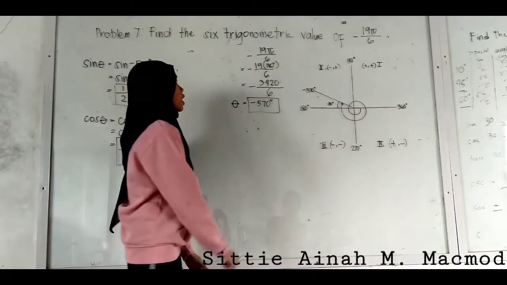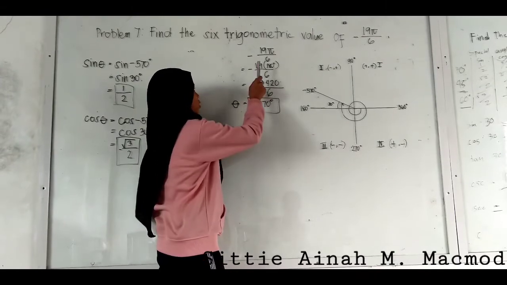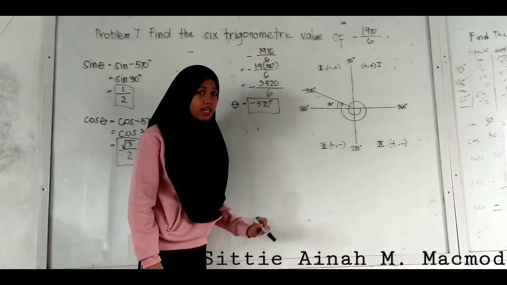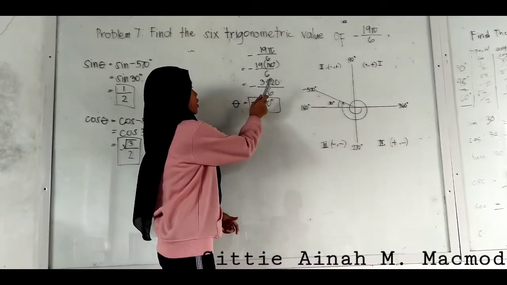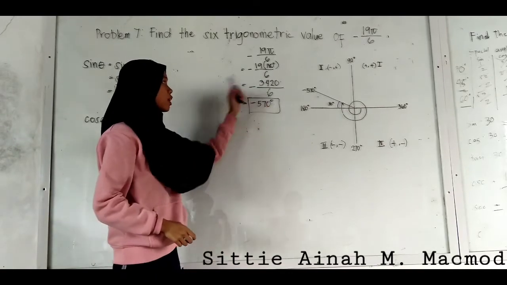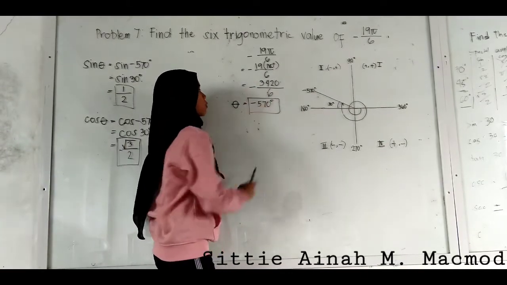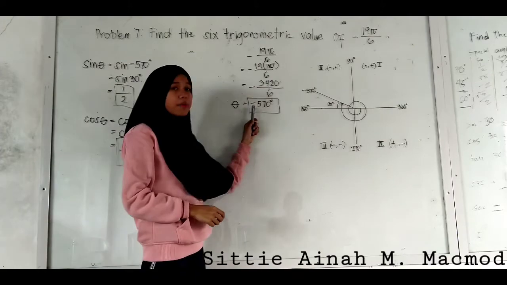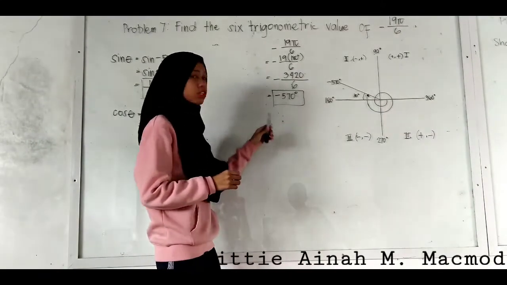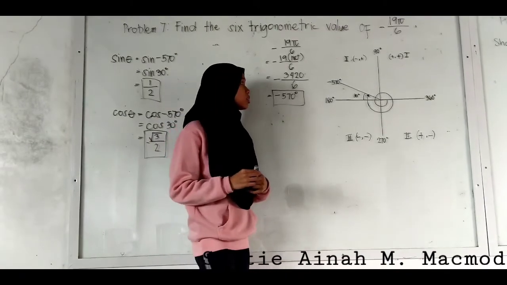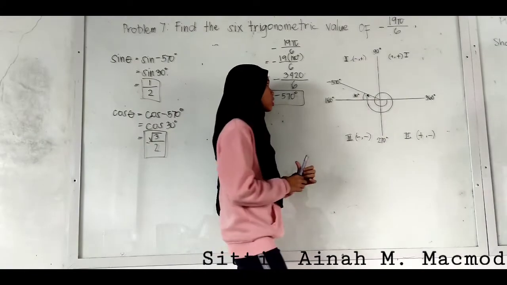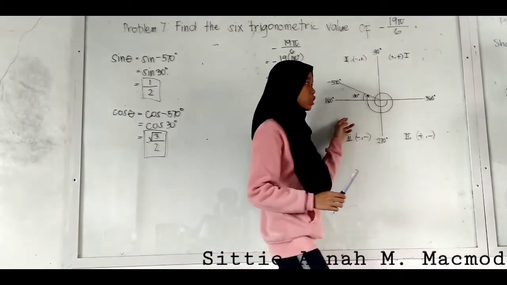Ayun. So, i-multiply natin itong dalawa. So, magiging 3,420 over 6. I-divide natin itong dalawa. So, magiging negative 570 degrees. Nakuha na natin yung result which is negative 570 degrees. So, hanapin natin yung reference angle, mag-sketch tayo sa Cartesian plane.